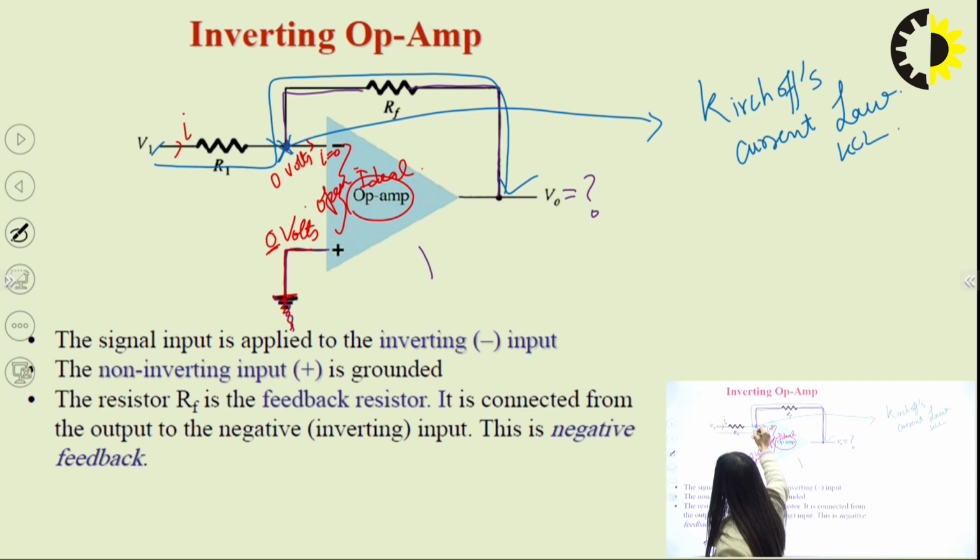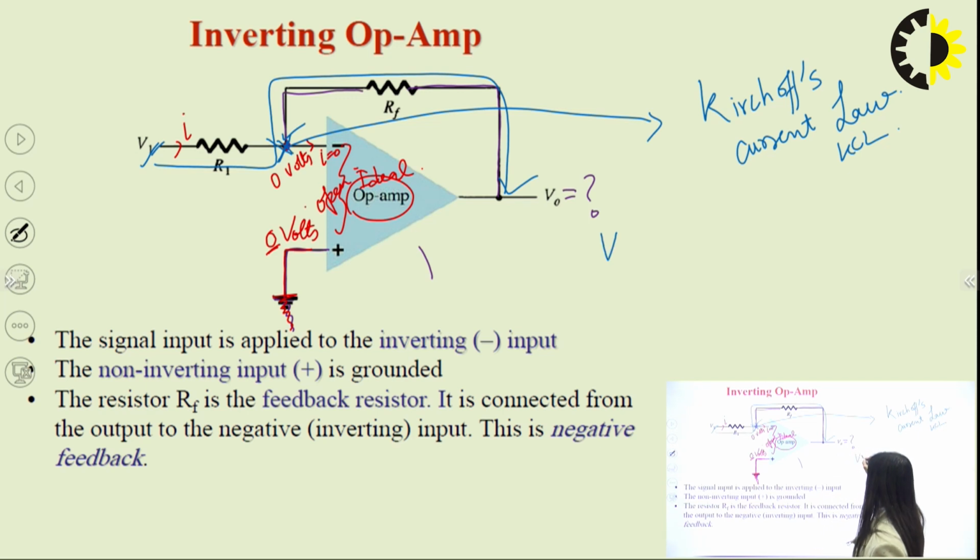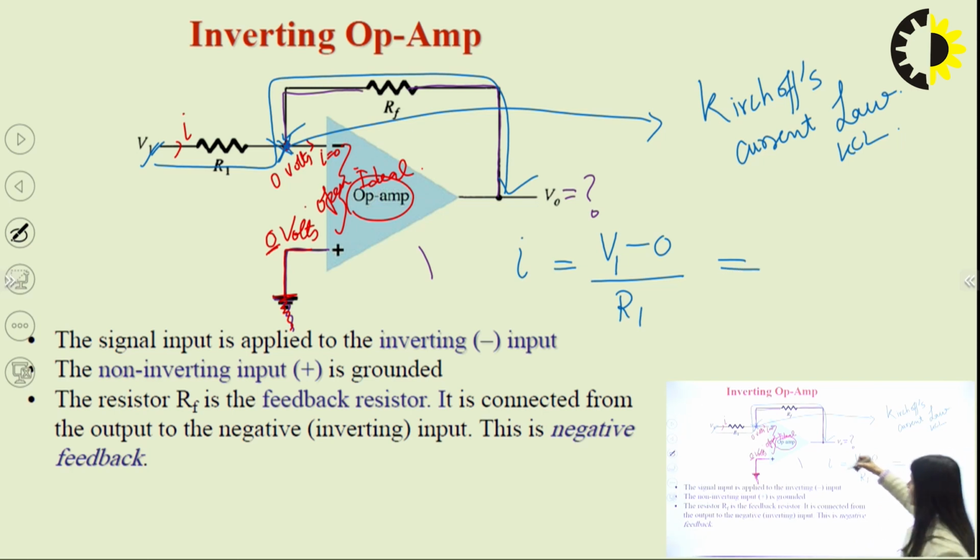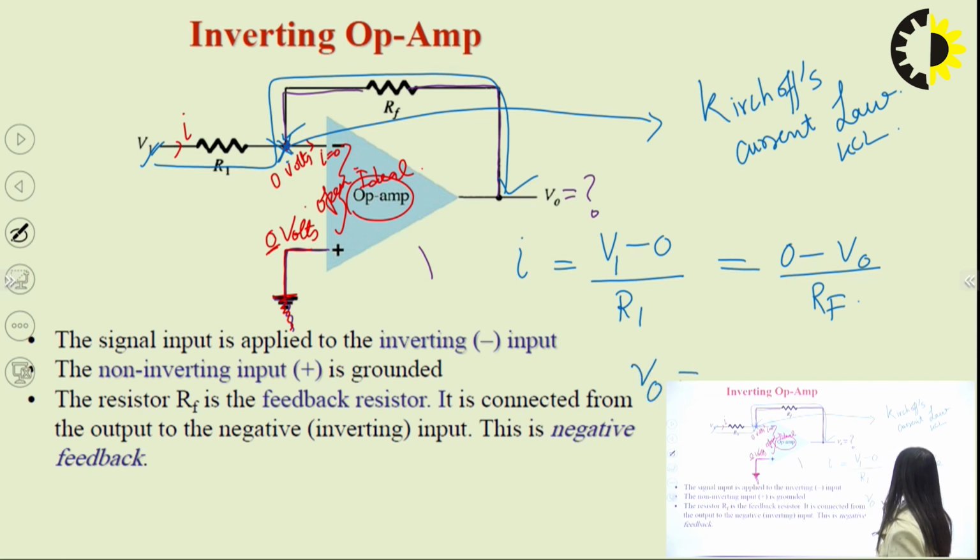Two points. One is at V1 potential and second one is at 0. So just write, apply KCL, (V1 minus 0) upon R1. This is my I, and this is same as (0 minus V0) upon RF. Okay. This will give me V0 is equal to minus RF upon R1.